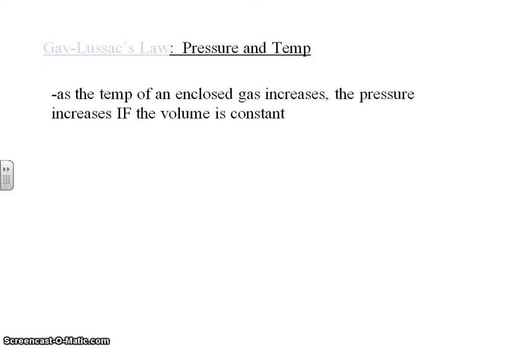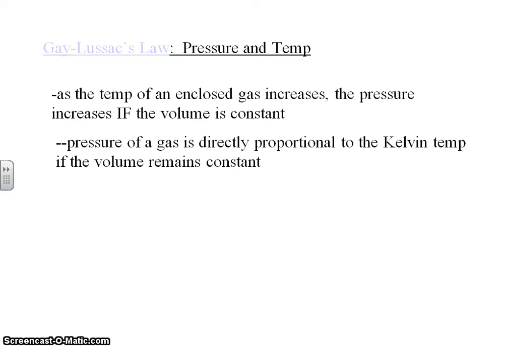So Gay-Lussac's law by definition states that as the temperature of an enclosed gas increases, the pressure increases if the volume is constant. So, therefore, if one goes up, so does the other. If one goes down, so does the other. This is a direct proportion to the Kelvin temp. Okay, so in this one also we have to add Kelvin to it. And the pressure of a gas is directly proportional to the Kelvin temp if the volume remains constant.